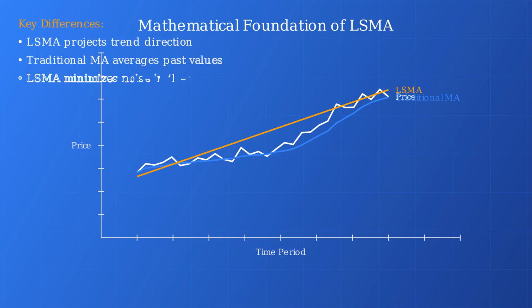Let's highlight the key differences between LSMA and traditional moving averages. LSMA projects the trend direction rather than simply averaging past values. It minimizes noise in the trend and responds faster to direction changes.